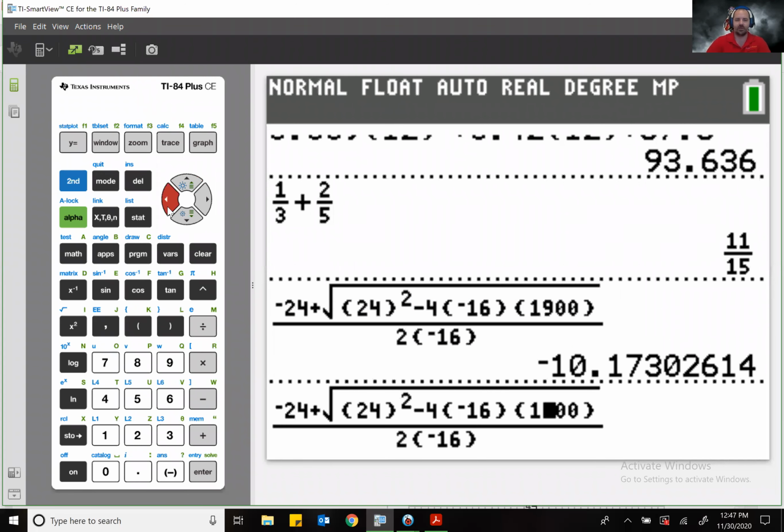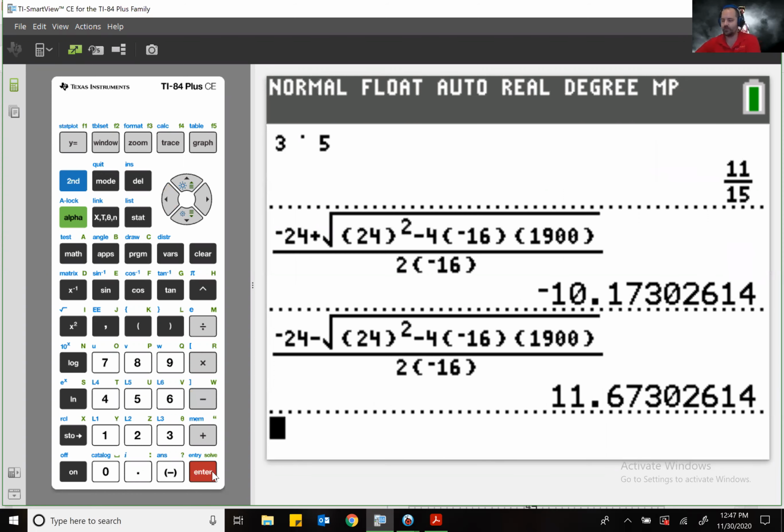I just got to scroll back through. Almost there. Change that to a minus. There's the other answer. So rounded to the nearest tenth, what do we get? 11.7. All right.